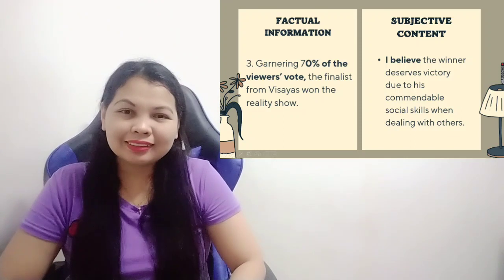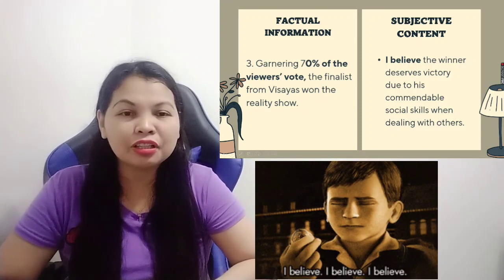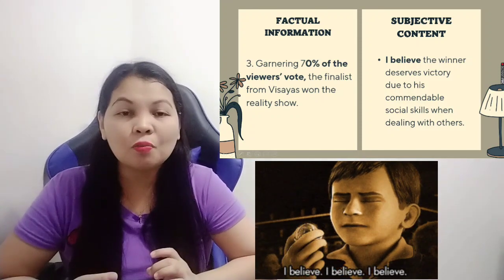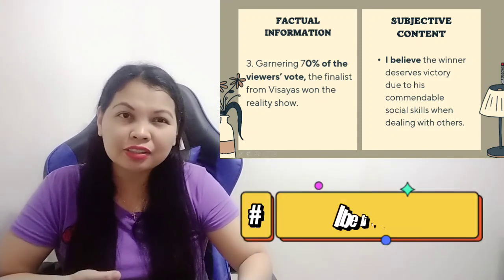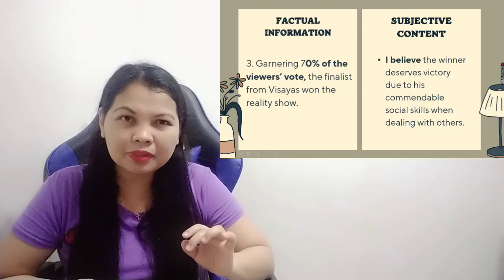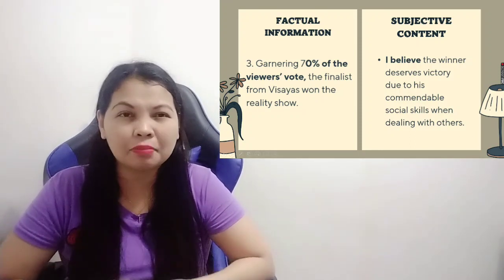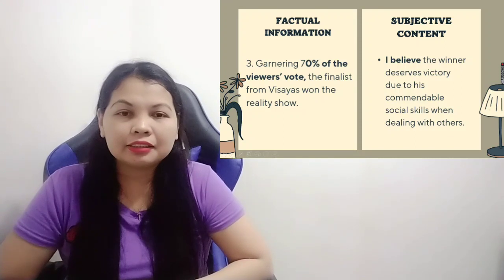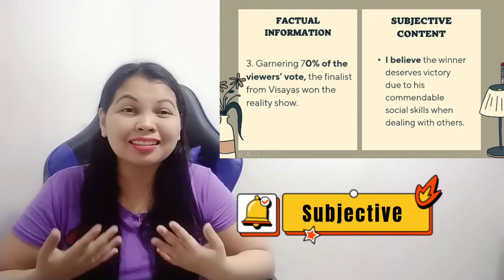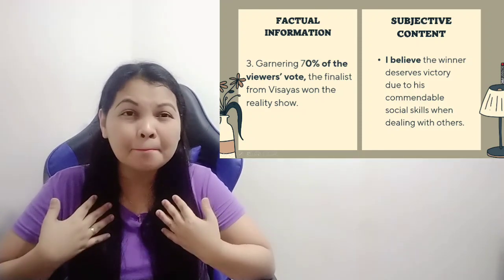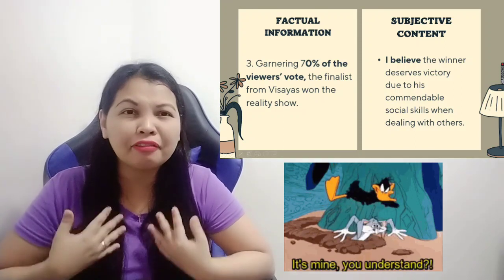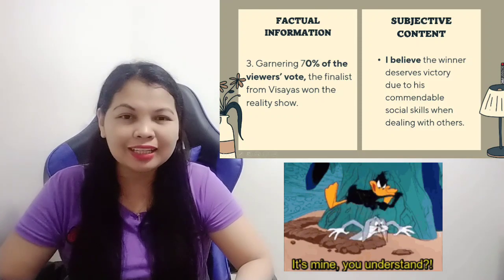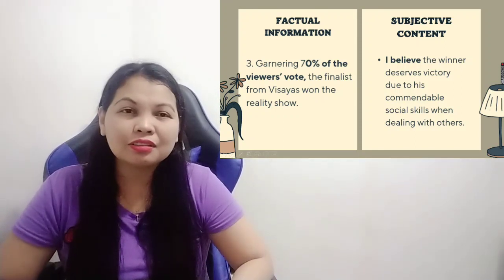Next, I believe the winner deserves victory due to his commendable social skills when dealing with others. So I believe. It is based on my belief. It is based on my ideas. Okay, so that is considered as subjective. That is just from me. That's only my idea. That's my opinion. It is just based on my feelings. It is just based on my intuition. That is why we consider that as subjective.